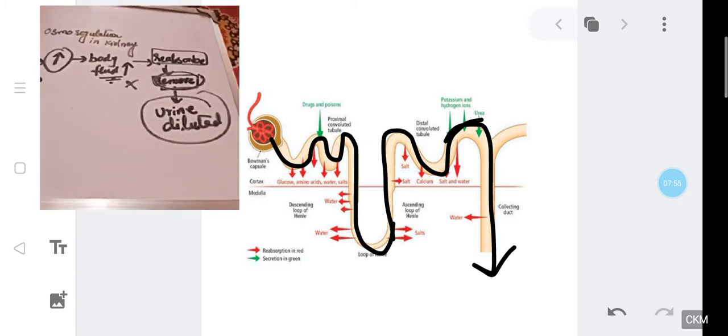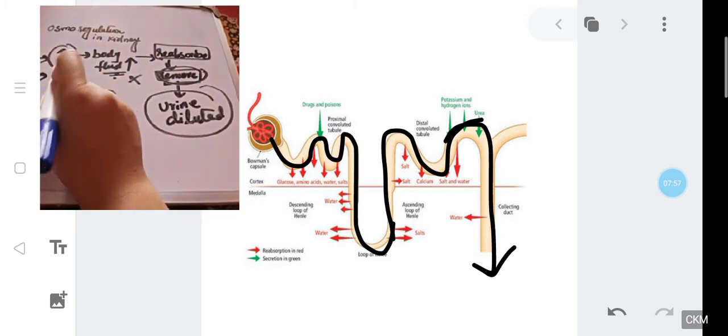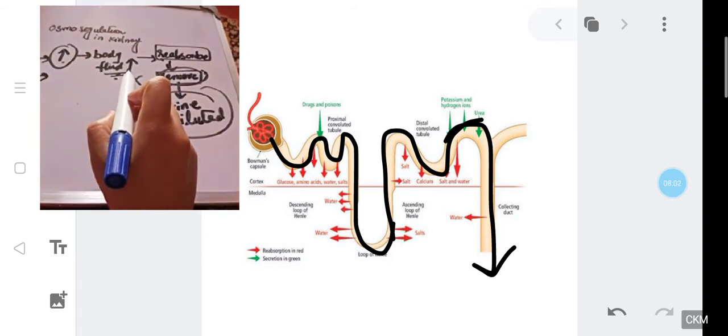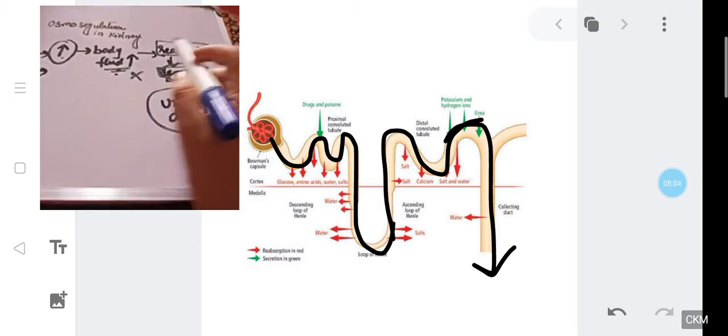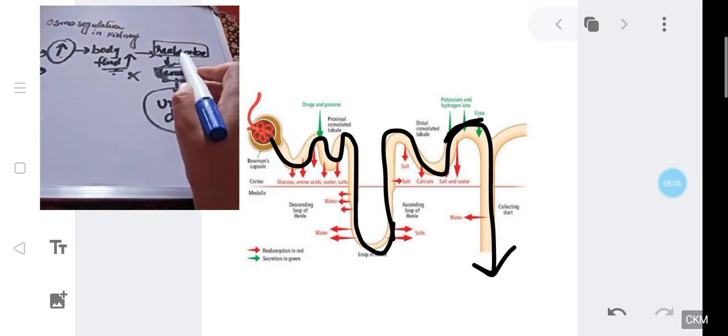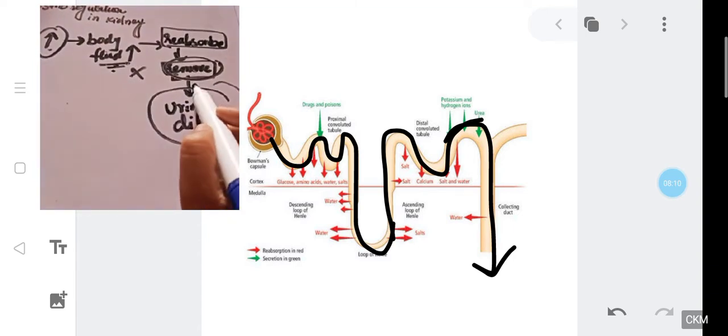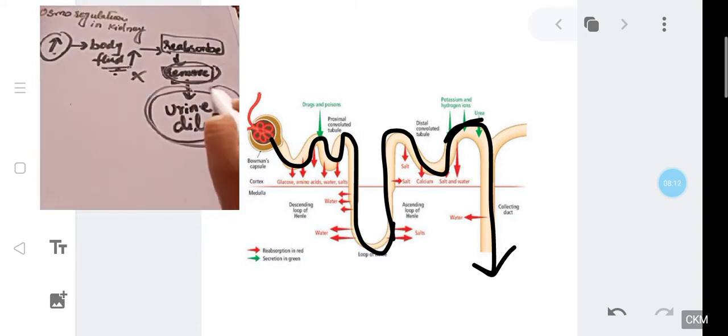So if we are taking a high amount of water, our body fluid will have more water than the body requires. In that case, the water is reabsorbed less and removed more. So more diluted urine is produced.